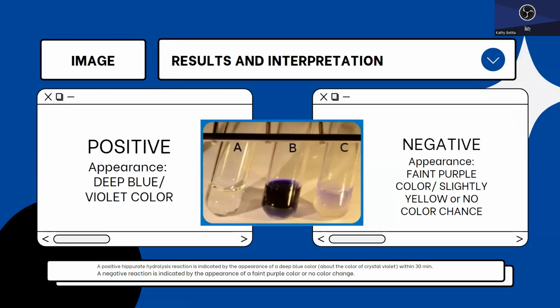Results and interpretation. A positive hippurate hydrolysis reaction is indicated by the appearance of a deep blue color within 30 minutes, and a negative reaction is indicated by the appearance of a faint purple color or there is no color change at all.